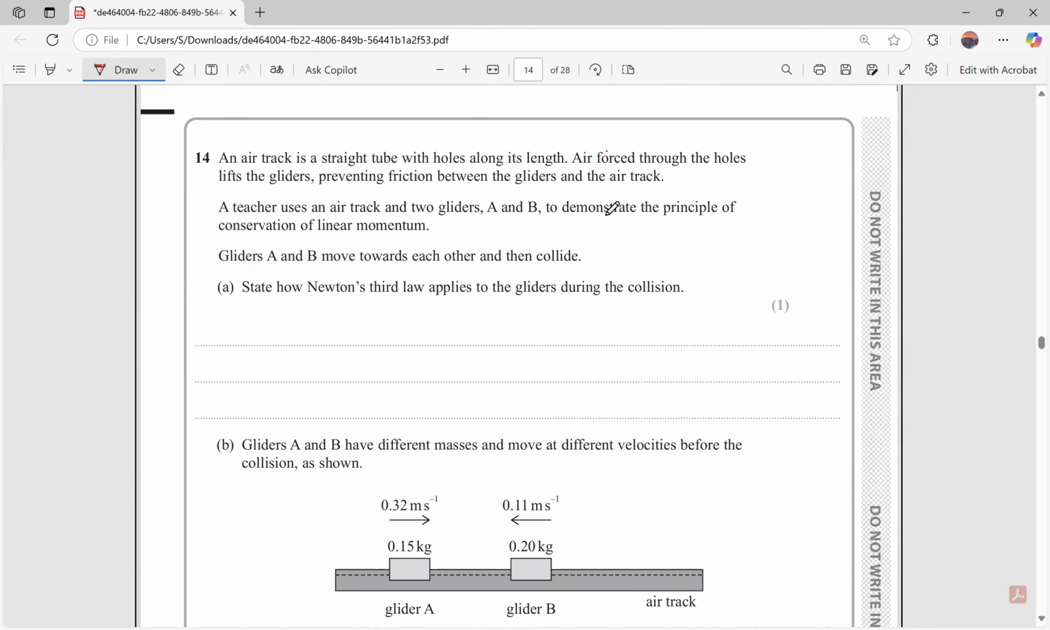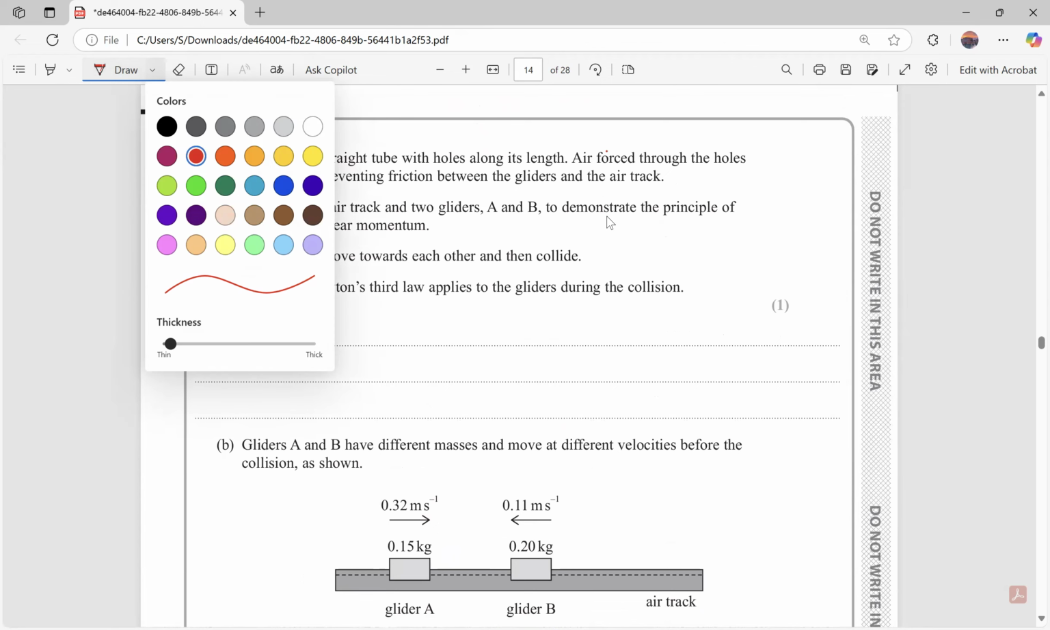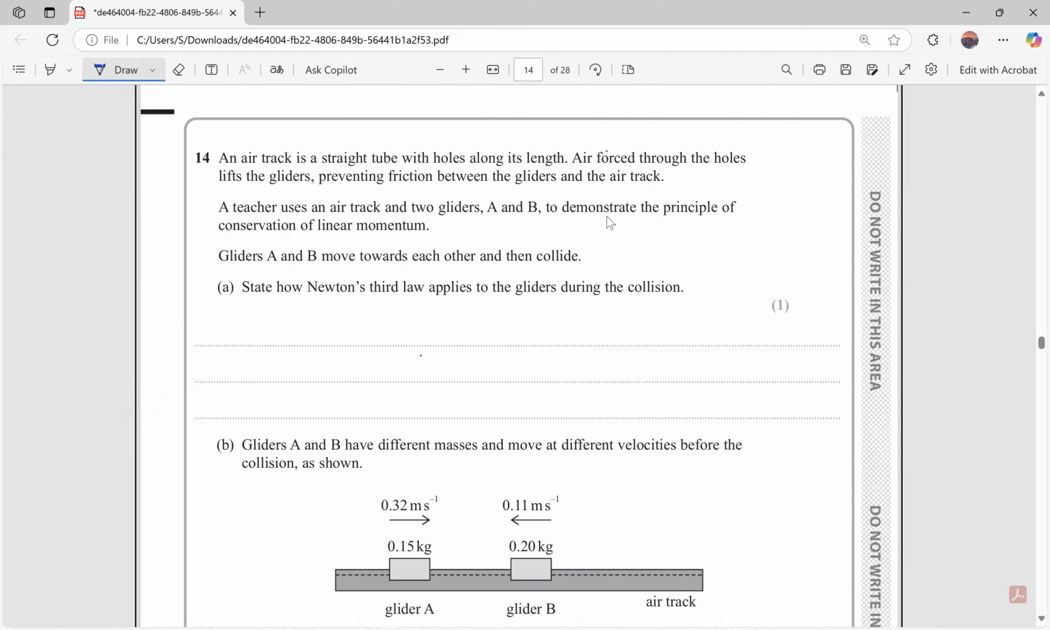An air track is a straight tube with holes along its length. Air forced through the holes lifts the gliders, preventing friction between the gliders and the air track. A teacher uses an air track and two gliders A and B to demonstrate the principle of conservation of linear momentum. Gliders A and B move towards each other and then collide. State how Newton's third law applies to the gliders during the collision. 1 mark.